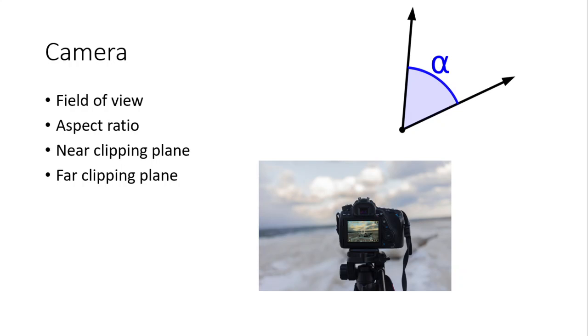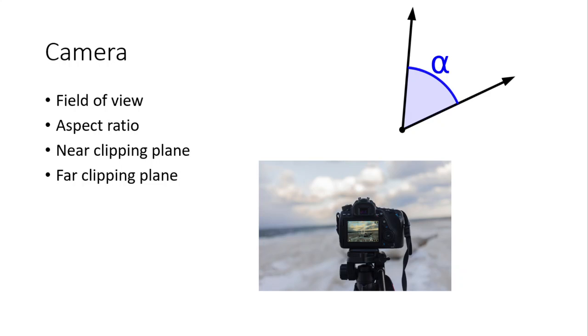Then we have the near clipping plane and the far clipping plane. This is a little tricky to understand, so I'm going to give a very easy example. Take your finger and put it very close to your eyes and try to focus on it. I'm sure that you wouldn't be able to. Now move it a little bit farther from the eyes and stop at the point where you can focus on the finger. That is your near clipping plane.